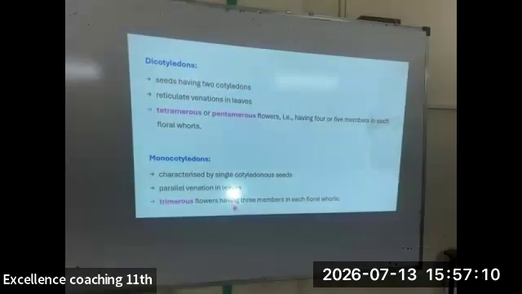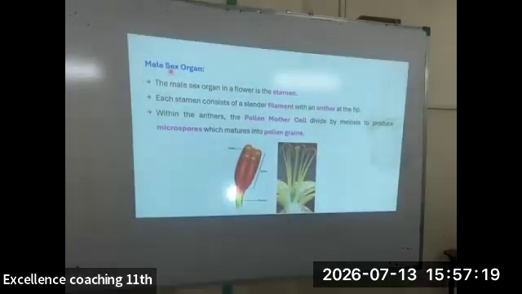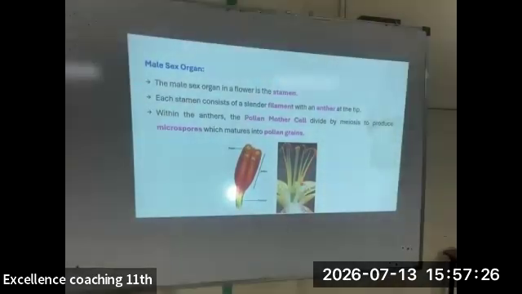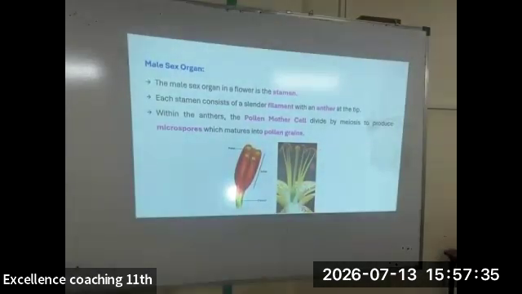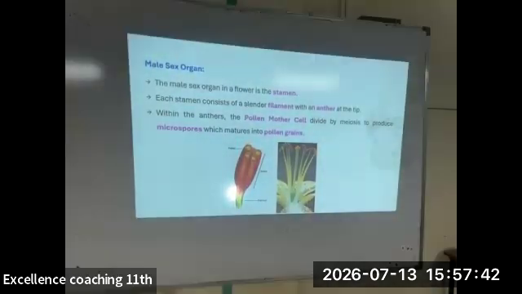There can be abnormalities, it is not always that three has three, there can be slight abnormalities too. Is this clear? Then male sex organ obviously is this part, stamen. Stamen has what? This long slender part is filament, top part is anther. Anther is the area where the pollen grains are. If you cut anther, you will see something like this. This is the cut part of the anther. So you say 1, 2, 3, 4.